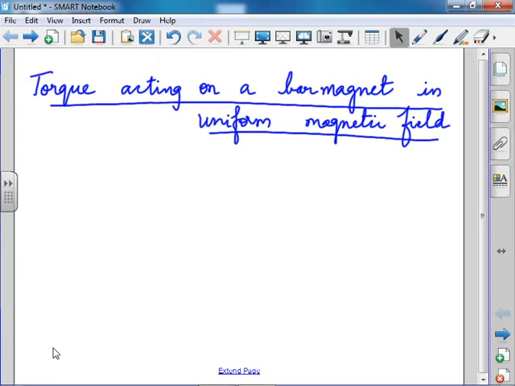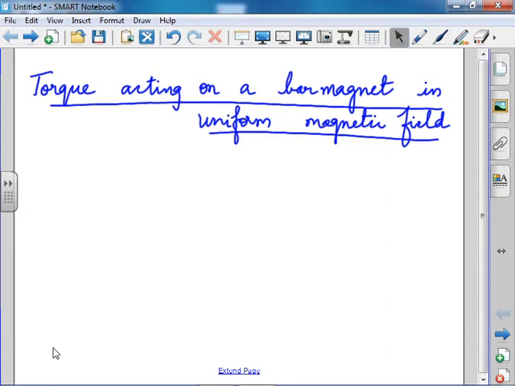Welcome children. Today in this session we are going to calculate the torque acting on a bar magnet in a uniform magnetic field. In the first lesson we have studied the same topic in a uniform electric field. The similar thing will happen in the magnetic field with slight changes in the terms. So let us recall what happens to a dipole when it is kept in a uniform electric field while studying this.